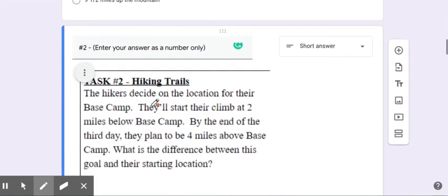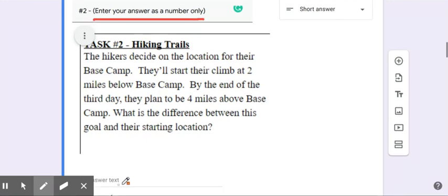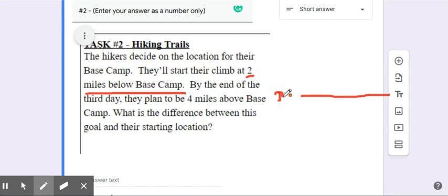Number two, task number two is about hiking trails. It says right here, enter your answer as a number only. So be sure when you type your answer in, you're putting in only a number and not a label, like something like miles. It's just so that it will count it correct. So it says the hikers decide on the location for their base camp. They'll start their climb at 2 miles below base camp. Okay, so it's over here. Let's say this is, I'll say BC, that's base camp.